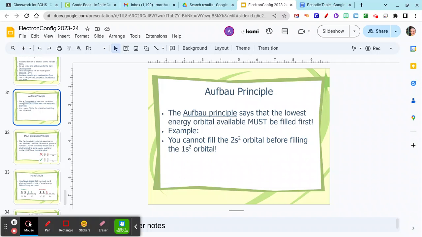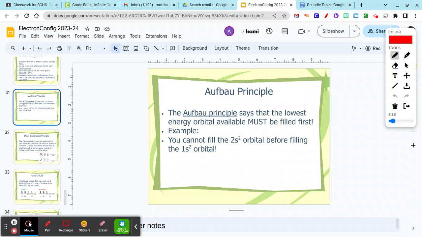Good morning. Today we are going to be talking about orbital notation and some of the rules that govern orbital notation as well as electron configuration. So I need you to write down these notes in your notebook about some of the principles and the rules. There are 3 of them that dictate how electron configuration works.